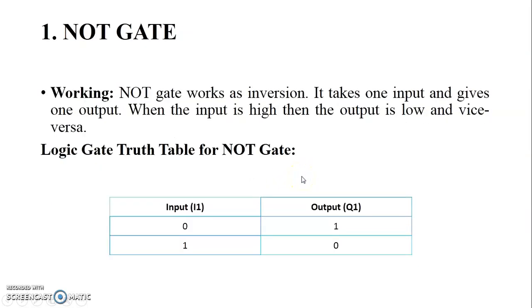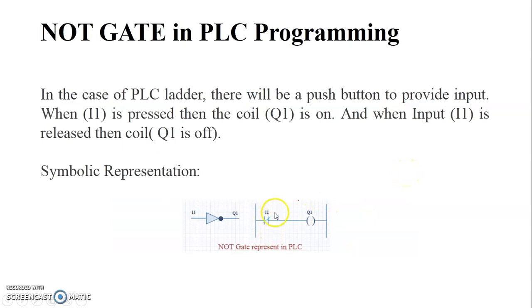So here in the truth table, suppose your input is 0, the output is 1. When you apply 0 to the normally closed contact, it allows the current to pass through the circuit. That means this coil is energized, so we are getting output as 1. When you apply 1 here, it does not allow the current to pass through, so the output is 0. So a normally closed contact with the coil is nothing but a NOT gate.